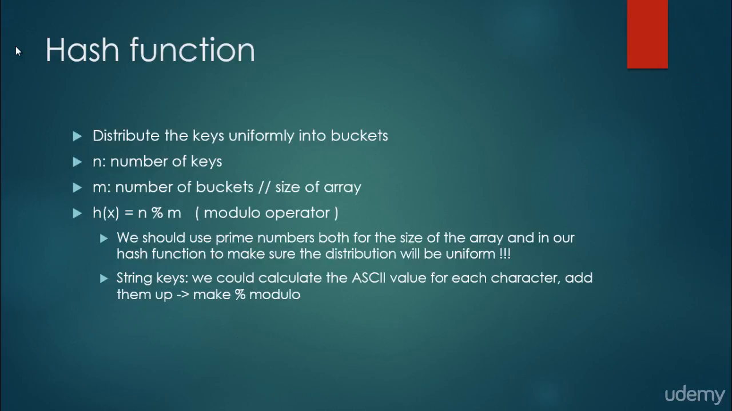So this hash function is very important because it distributes the keys uniformly into the buckets or the array slots. We have n, and n denotes the number of keys, and m denotes the number of buckets, or the size of our array. A good hash function is the modulo operator n%m, and it is going to give us the right answer if we have integers as keys. And we should use prime numbers both for the size of the array and in our hash function to make sure the distribution will be uniform.